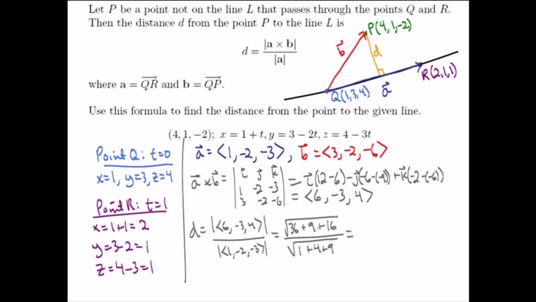So in the numerator we have 36 plus 9, that's 45. 45 and 16 takes us up to 61. So square root of 61 in the numerator, and in the denominator, 1 plus 4 is 5. 5 plus 9 is 14. So the square root of 61 over the square root of 14, or if you want to write it as one fraction underneath one radical, we have the square root of 61 over 14. 61 over 14 under the radical.